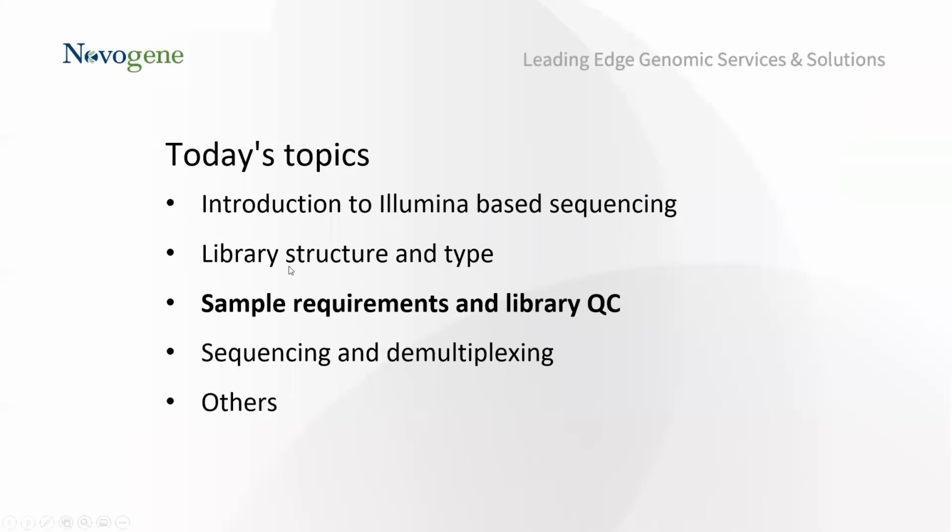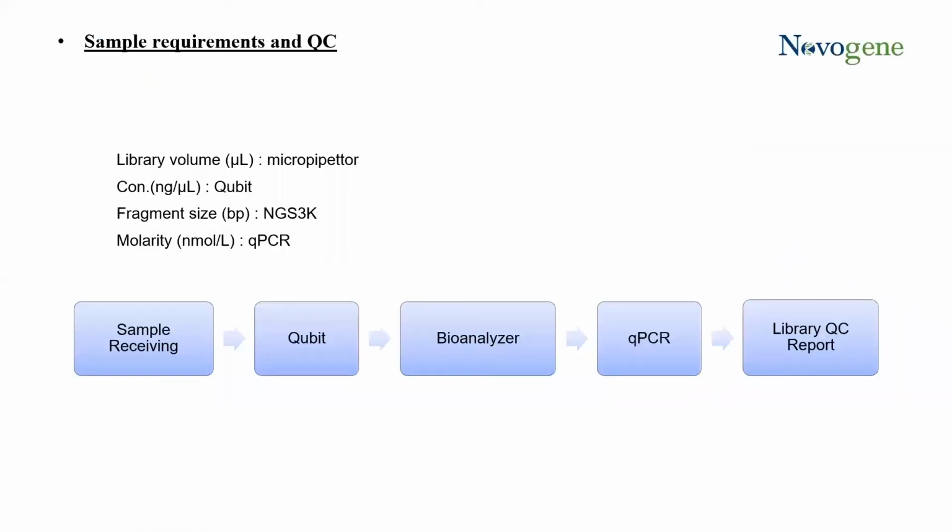So we've gone past everything we need to know about Illumina, everything in quotation marks. And here we have gone over library structure and type. Now we're going to talk about some sample requirements and the way we interpret libraries and the quality that they have here at Novogene.